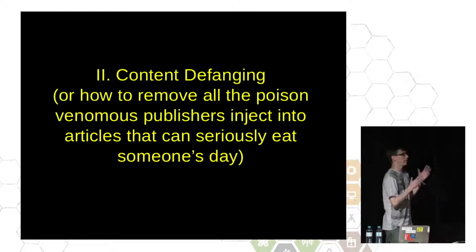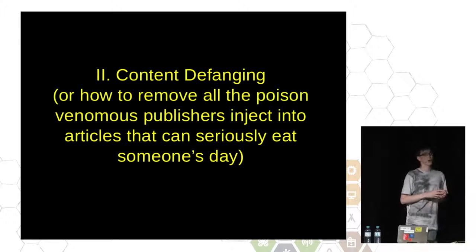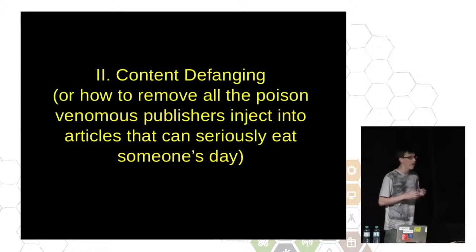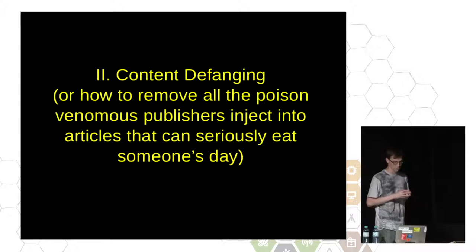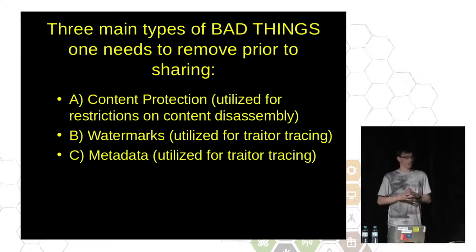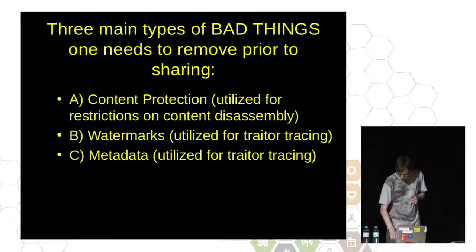Okay, so by now, at this point, we should have procured some articles, right? Before we actually start sharing them, we now need to engage in content defanging, or removing all of the actual poison that the venomous publishers inject into these articles before we can share them, to, again, prevent target neutralization. So there's three basic types of so-called bad things that publishers can put in articles: content protection, watermarks, and metadata. So let's go through how we can potentially deal with each one.